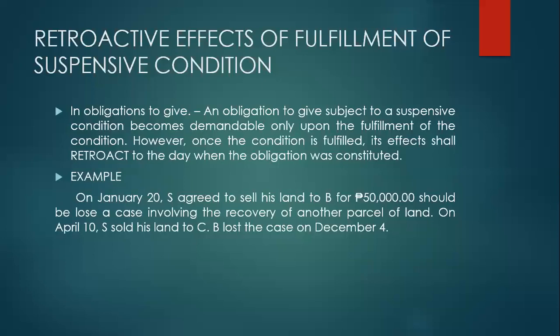However, there is a problem because on April 10, S already sold his land to C. So what will now be the resolution of this case? Before December 4, B had no right to demand the sale of the land by S because the condition was not yet complied with. However, when the condition was fulfilled on December 4, it is as if B was entitled to the land beginning January 20. Hence, as between B and C, B will have a better right over the land.